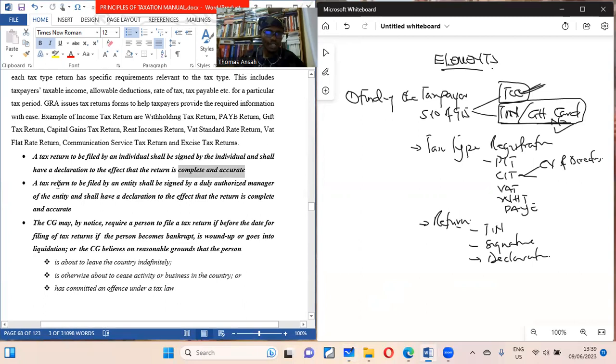If it is an entity, it is signed by what? The authorized manager. So if it is an entity who is filling the return, it is signed by an authorized manager. If it's an individual, it is signed by the individual. The return has a date on it. It has the period for the filing. It also may have, if there is any, your chargeable income.